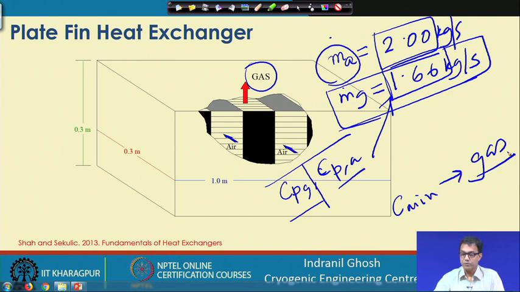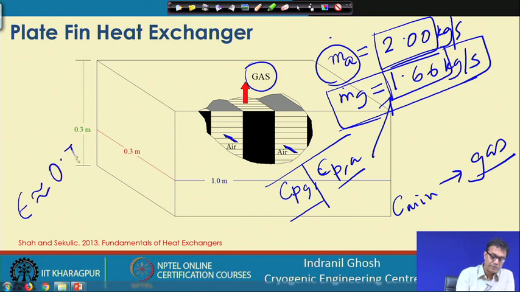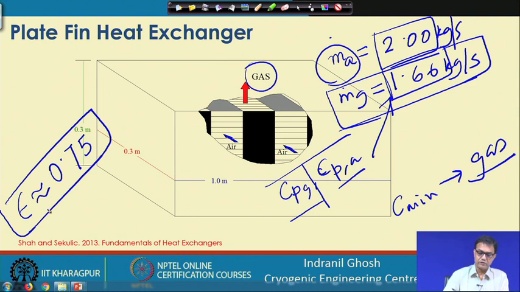Accordingly, we can try to find the fluid properties based on the assumption that the heat exchanger effectiveness is 0.75. For this cross flow type heat exchanger, this is the assumption we are starting with. This assumption will lead to an estimate of the exit temperature on the gas side as well as the air side, and once we know the exit temperatures, we can find the mean temperature at which to evaluate the fluid properties.